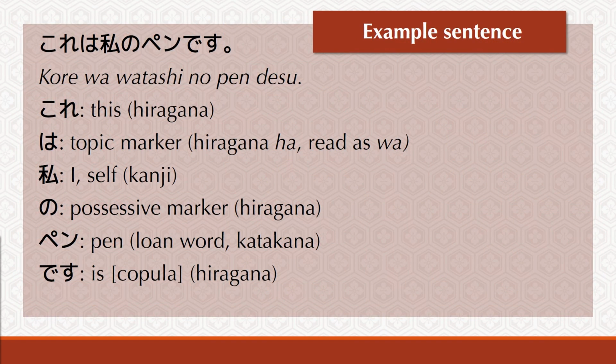Alright, let's take a look at an example sentence. One meaning, "This is my pen." Kore wa watashi no pen desu. Kore is a pronoun meaning this. It's written in hiragana, since it's a basic part of the language's grammar. Wa is a marker sound that indicates that kore is the topic of the sentence. It's also in hiragana. Watashi means self. It's like saying I or me in English.